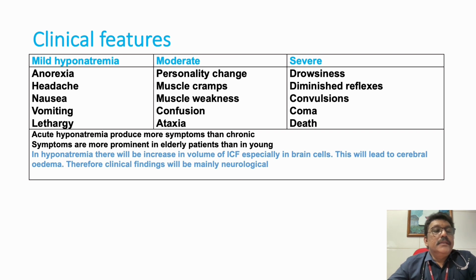So patient can have anorexia, headache, nausea, vomiting, weakness, personality changes, altered behavior, low GCS, muscle cramps, muscle weakness, confusion, ataxia, drowsiness, diminished deep tendon reflexes, and ultimately if you don't correct it, the patient may develop convulsion. So patient can develop coma, then convulsion, then death. That is a normal clinical deterioration pattern you see in patient who is having hyponatremia.